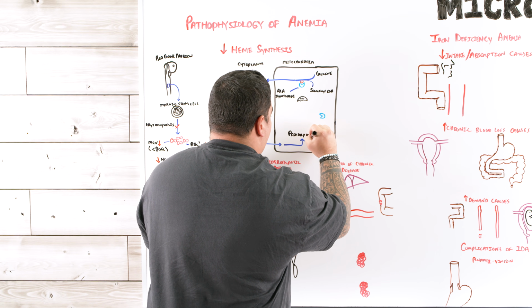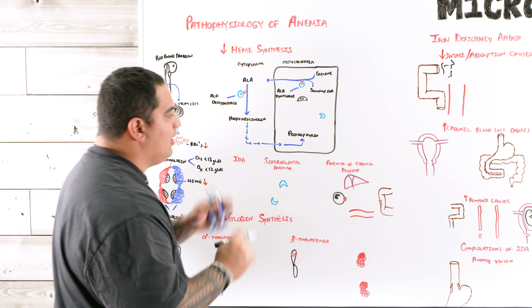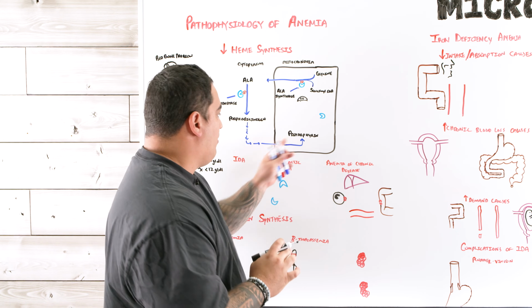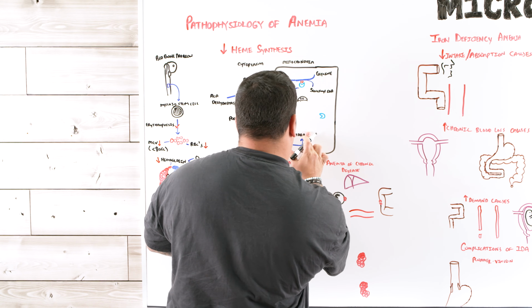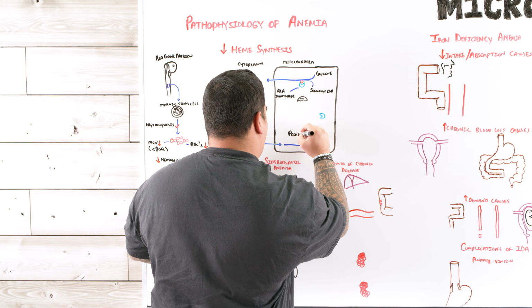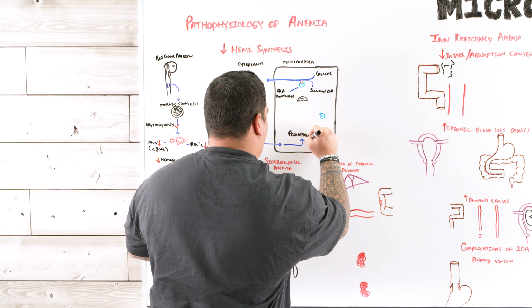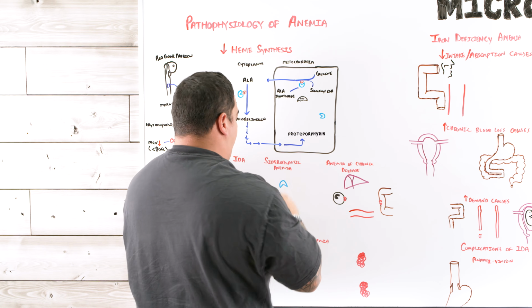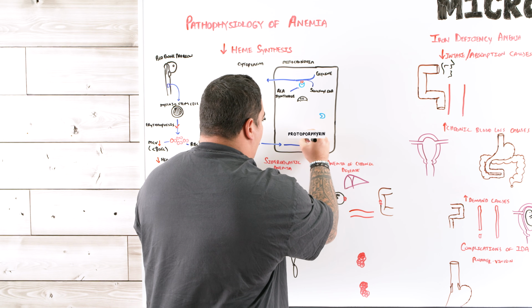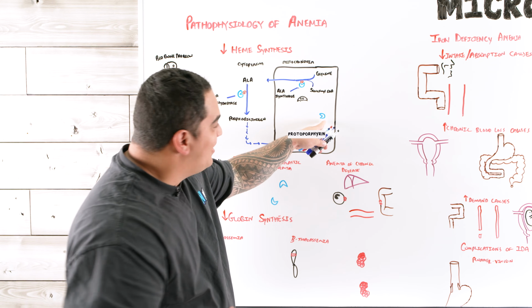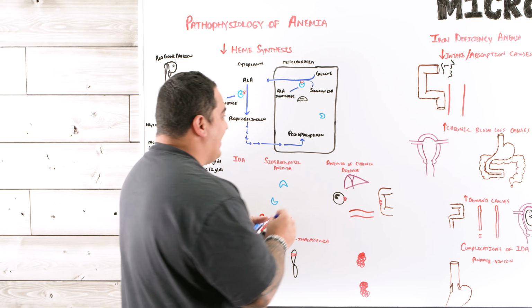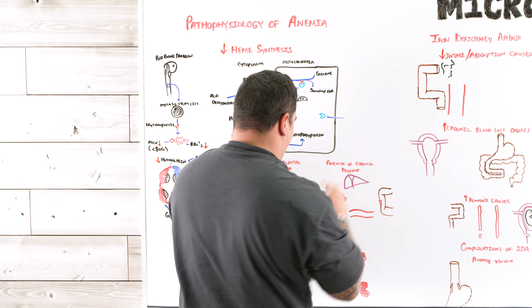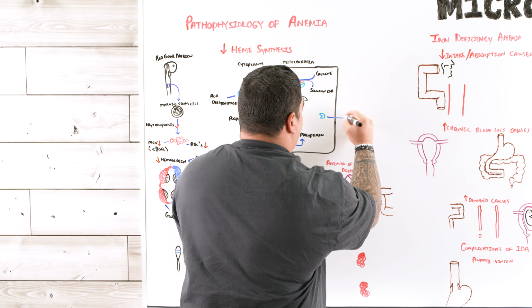protoporphyrin. And particularly the type that we care about is 9. But for right now, protoporphyrin. I've got to spell that better. Protoporphyrin, and this is protoporphyrin 9, technically. Now, once protoporphyrin is there, we use another enzyme. This blue one right there. This enzyme is called ferrochelatase.